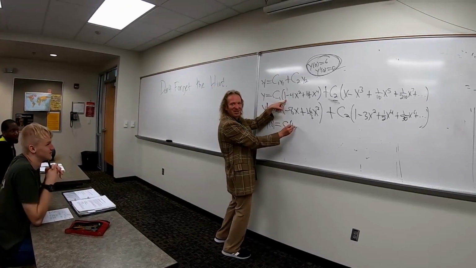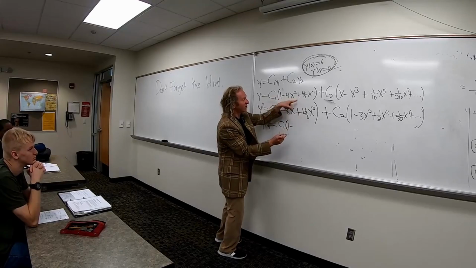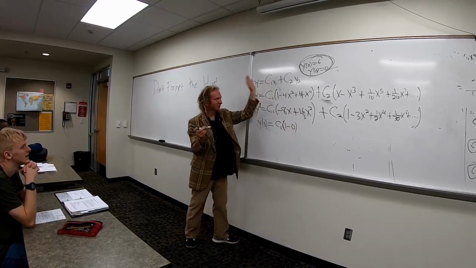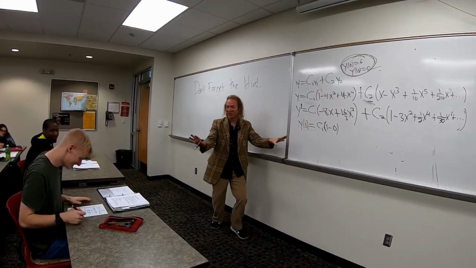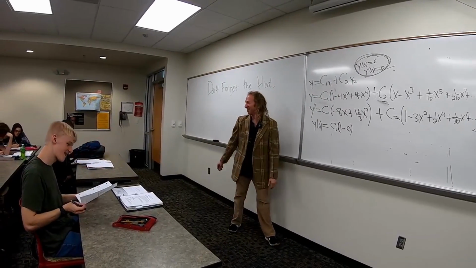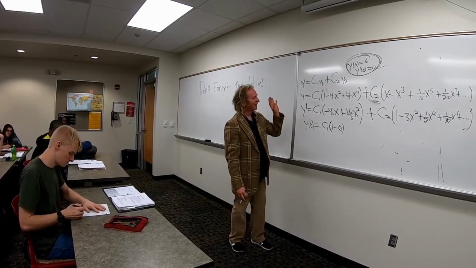Y of 0. So plugging it in here, right? 1 minus 0. Oh, these are all zeros, right? Why are they all zeros? Because we're plugging in 0.